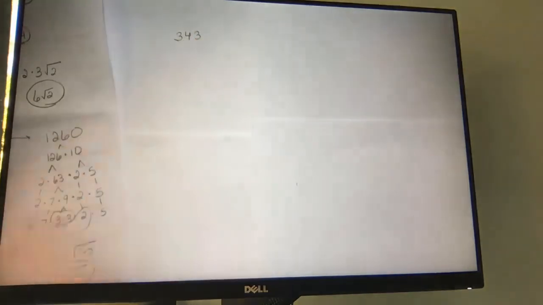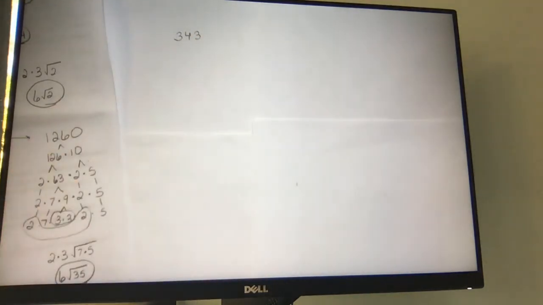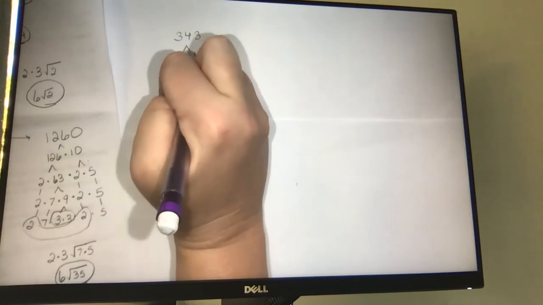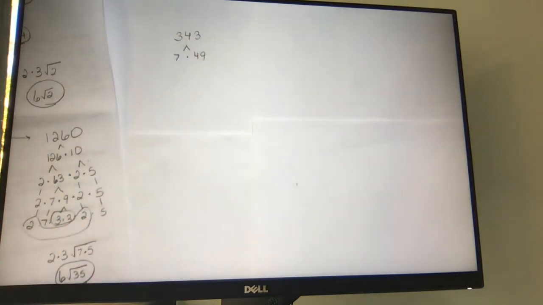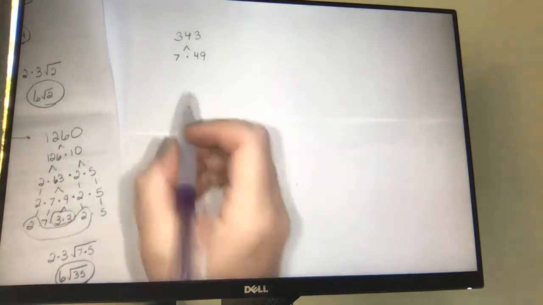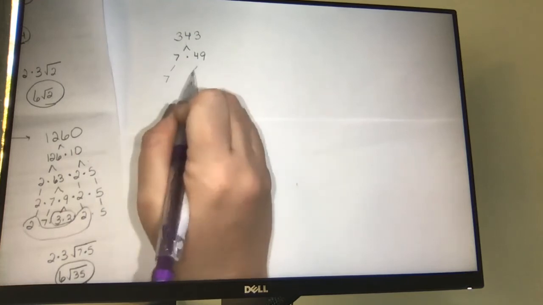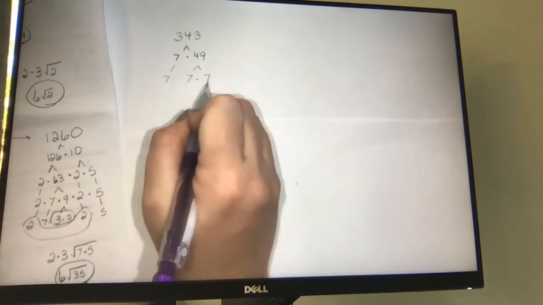So if I have 343, I played around in my calculator. I divided it by 2, I got a decimal. Divided it by 3, I got a decimal. I kept on going. Finally, when I divided it by 7, I came up with this. Now from that point, most of you can figure out that it's the cubed root of 7, but let's keep going. So then I broke it on down.